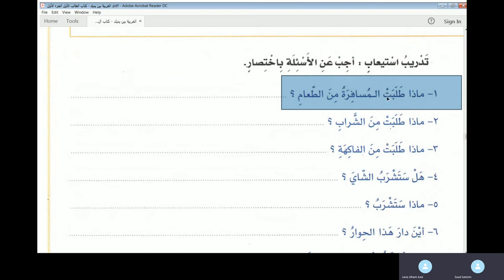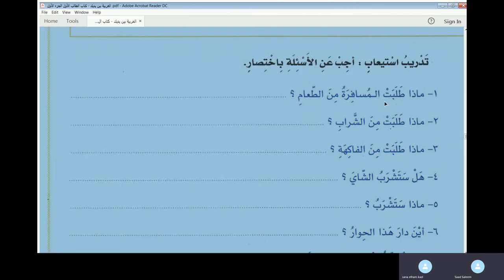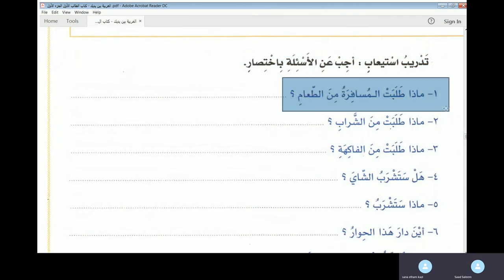Maza talabatil musafiratu minat ta'ami. Maza, what did the passenger want? What did the passenger order from food? So it is the past tense, right? Yes, because of the ta at the end, it is past for singular feminine third person. Okay. So what did the female passenger order from the food?